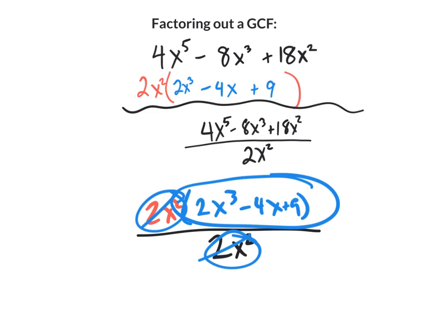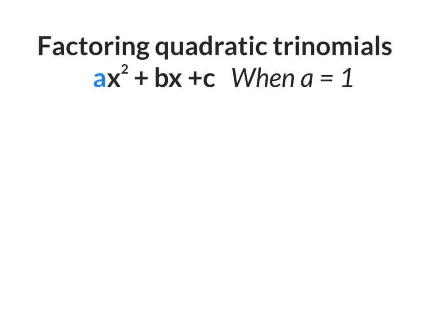Okay. Now, that's barely the first type of factoring method. Another factoring method would be factoring quadratic trinomials. What's a quadratic trinomial? Quadratic is power of 2, trinomial is 3 terms. There's a standard form quadratic trinomial. This is from semester 1. Ax squared plus bx plus c, when a equals 1.